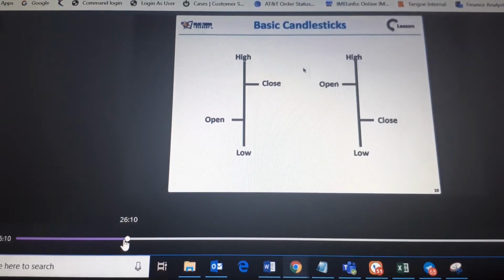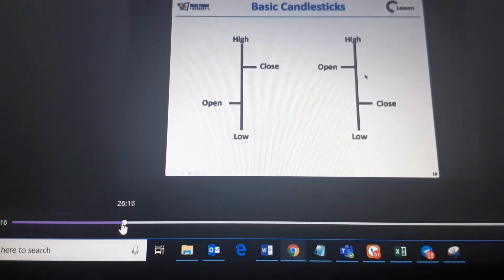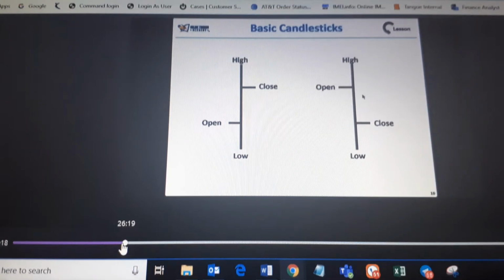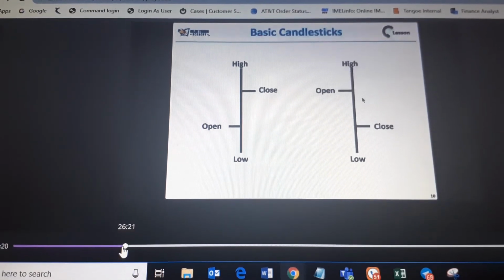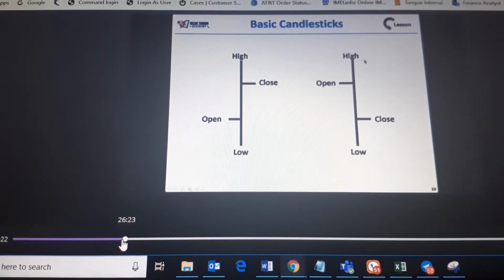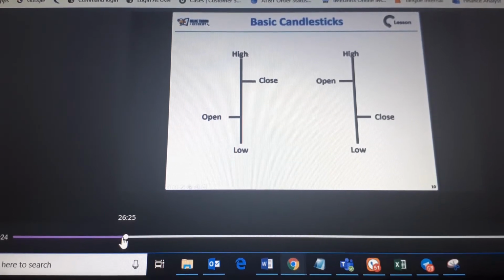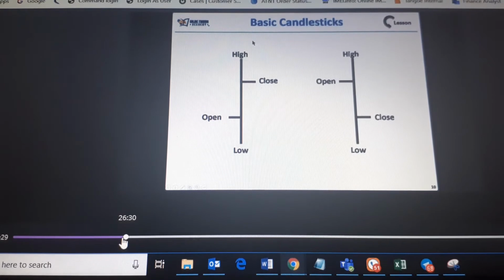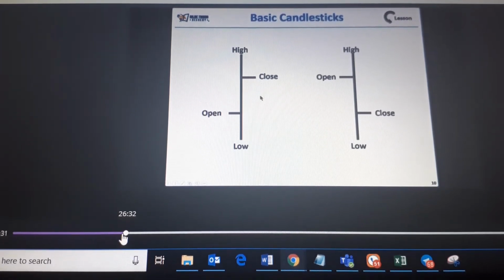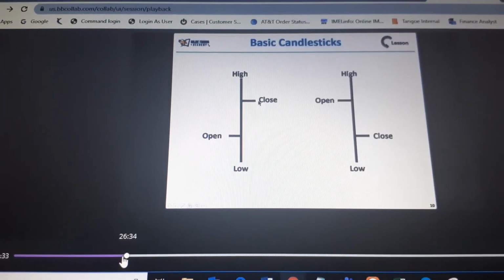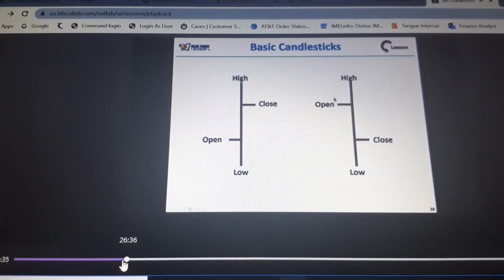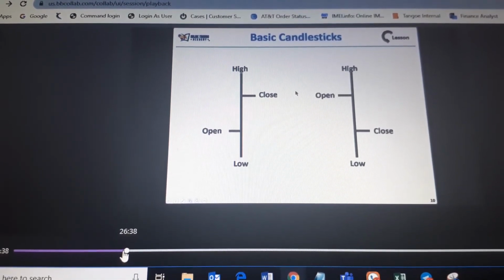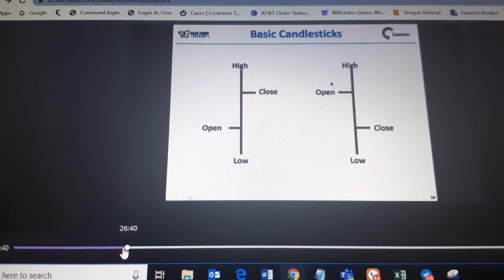Now focus here. Which are the two common things that you see over here? The high and the low, right? Now, in one of the structures, your close is above the open, and in the second structure, your open is above the close.